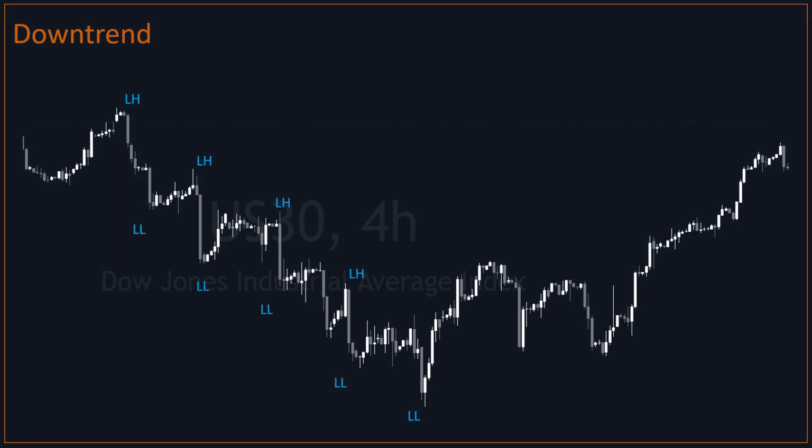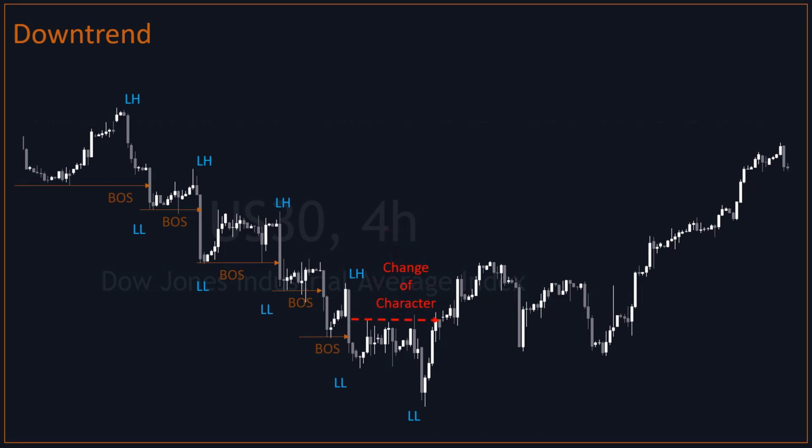Let's look at another chart. This is US30 again on the 4 hour time frame. From here we can clearly see that our trend is a downtrend. The market is in a downtrend, and we see that by a series of lower highs and lower lows. Again we see the market breaking the structure going to the downside. And again you see there's a change of character right there.